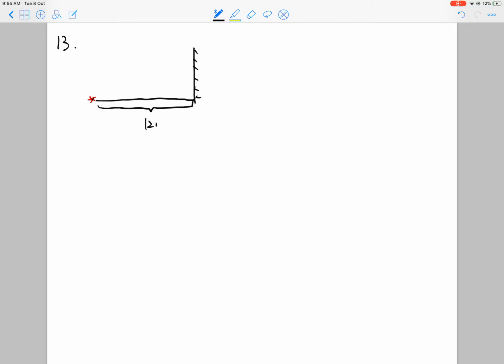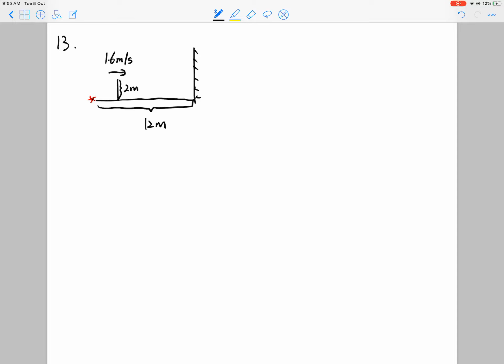This is 12 meters. A 2-meter tall man walks from the spotlight straight towards the building at a speed of 1.6 meters per second. So this one is moving towards the wall, right? And the speed is 1.6 meters per second. The man's height is 2.